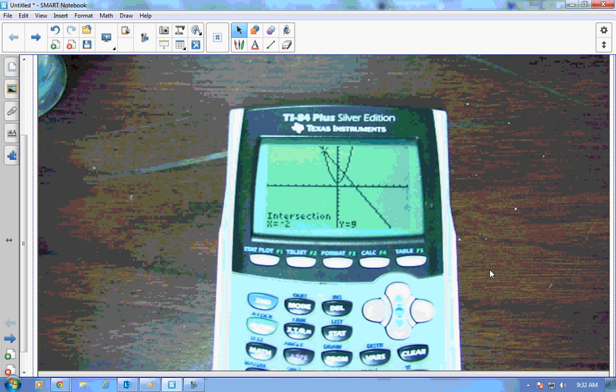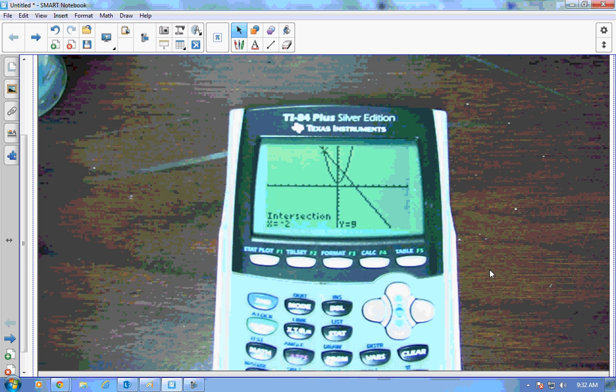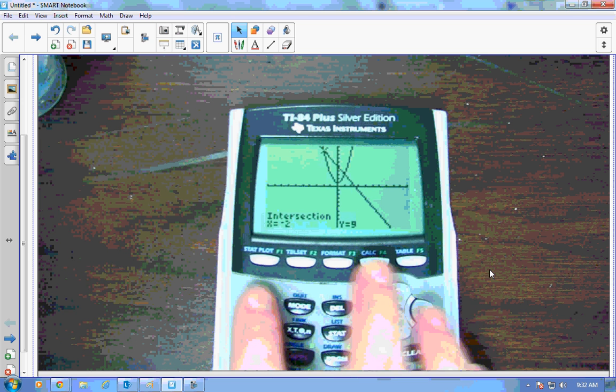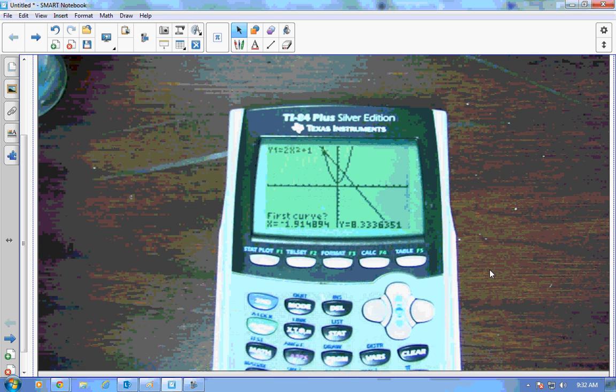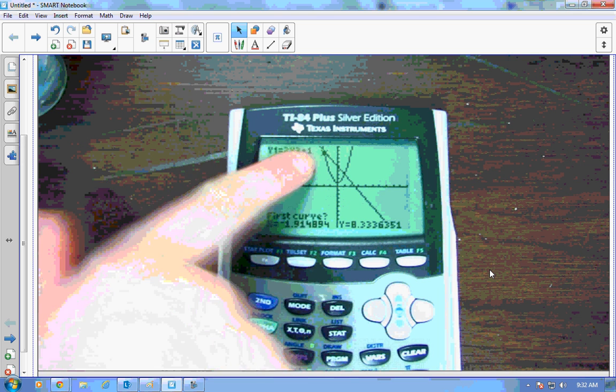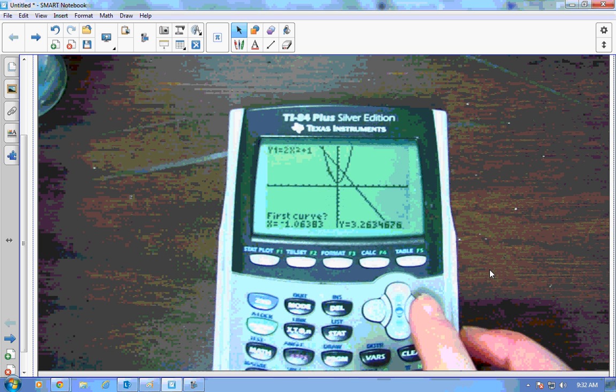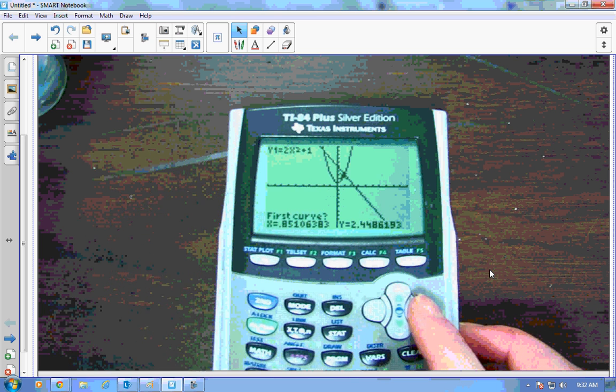And we have another intersection to do. Harlan, can you remind us how we got to that feature where the calculator will do it? Good. Second trace, number 5. It says intersect. Now my bug is clear up here. I need to arrow it to the right until I get down to the next intersection, and you want to get as close as possible.